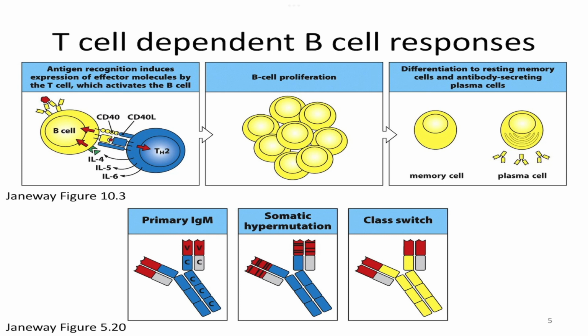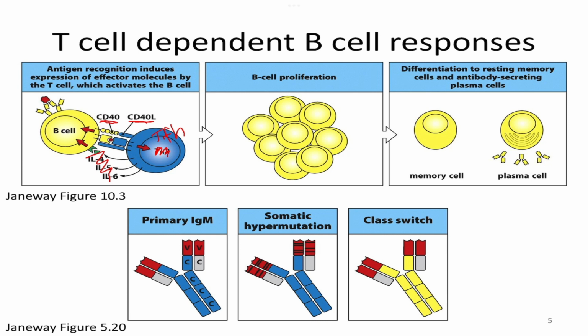where our B cell has to have CD40 on its surface engaged by CD40 ligand on the T cell surface so that the T cell can give the B cell help. This is definitely an older figure because this is a T follicular helper cell. And we'll see more about that later today. That is going to allow the B cell to proliferate. That's going to allow the B cell to differentiate and make either memory cells or plasma cells.